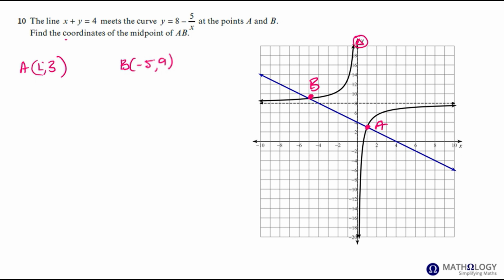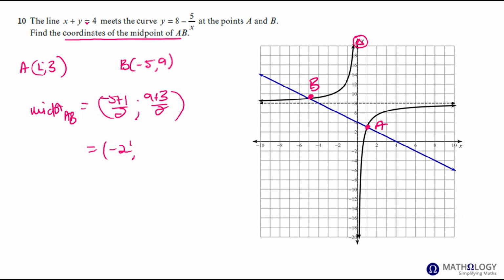Now we are required to find the coordinates of the midpoint of AB. So the midpoint of AB will be x2 plus x1 over 2. So minus 5 plus 1 over 2. And then y2 plus y1 over 2, 9 plus 3 over 2. So that'll give us minus 4 over 2 is minus 2. And then 12 over 2 is 6. So the midpoint, we'll call it M, of line segment AB is the point minus 2, 6.